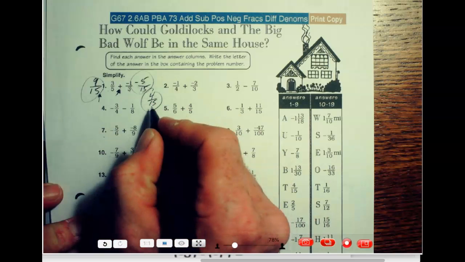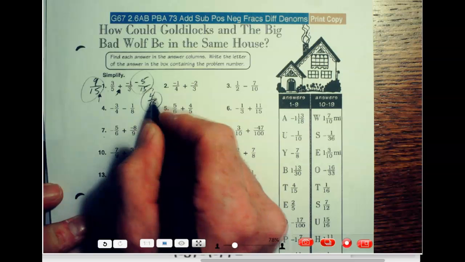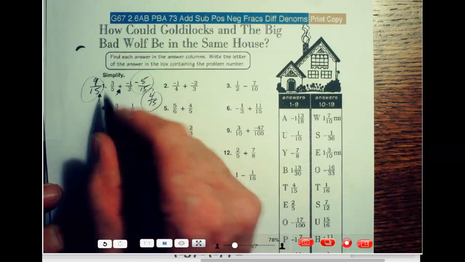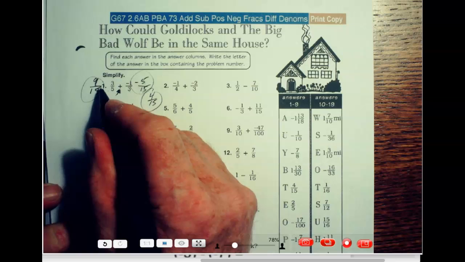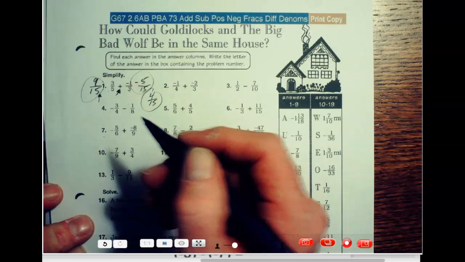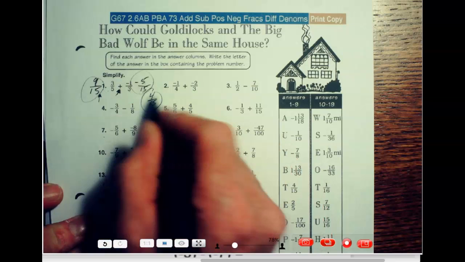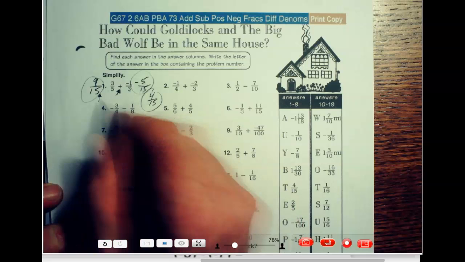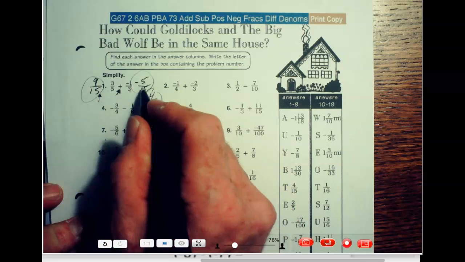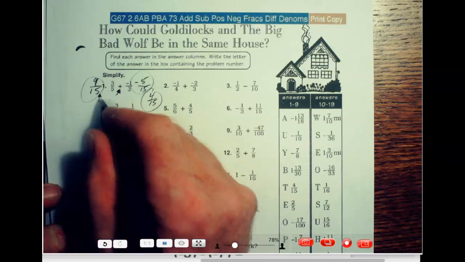Remember, the denominator doesn't change. It's 4 parts out of 15. And it's positive because 9/15 has the greatest absolute value. So we keep that greater absolute value. Another way of thinking about it is this is more positive than this is negative. So when we find the difference, it keeps this sign.